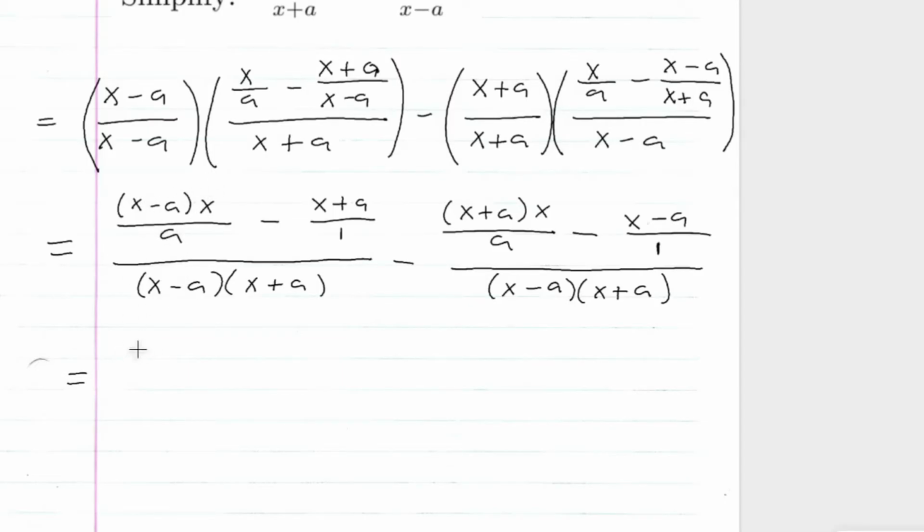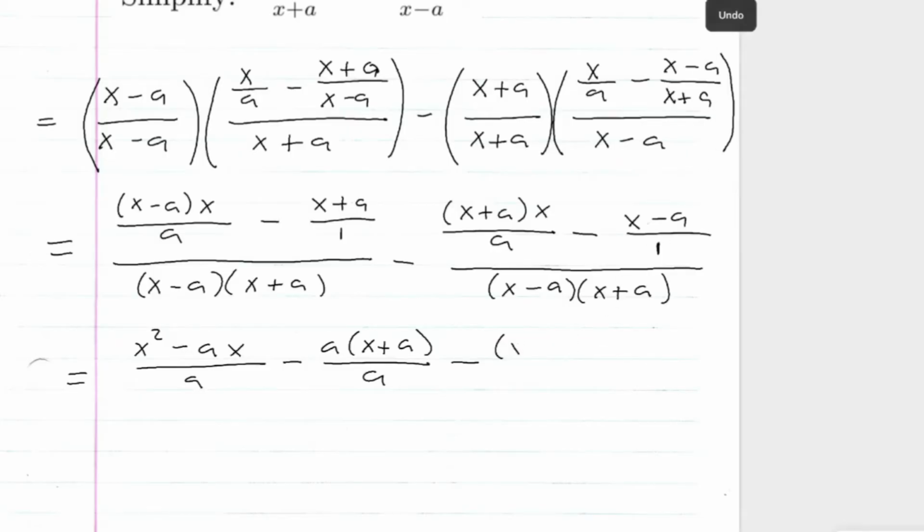So x times x is x squared minus ax over a. And I can see that I will need a common denominator here. So I'll just do minus a times x plus a over a. And then minus, now I'm going to distribute this negative, right? So minus x plus a. Oh, I'll distribute that, right? Okay, so let's do x squared plus ax over a, and then negative, negative.